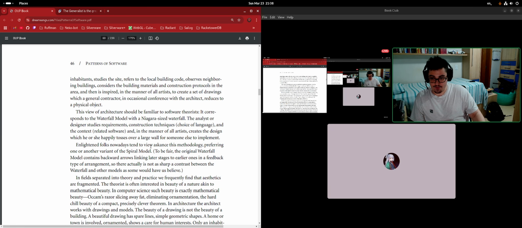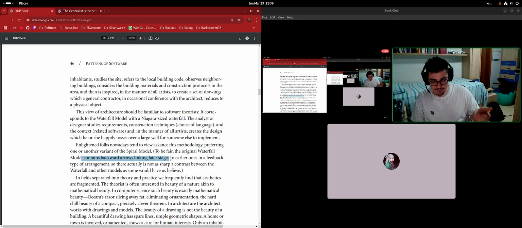Enlightened folks nowadays tend to view this methodology askance, preferring one or another variant of the spiral model. To be fair, the original waterfall model contains backward arrows, linking later stages to earlier ones in a feedback type of arrangement. So there actually is not as sharp a contrast between the waterfall and the others as people still want us to believe. So here's something very interesting. I went to university, I went to college, and I actually studied the waterfall model at the end of my degree, and they didn't say this.